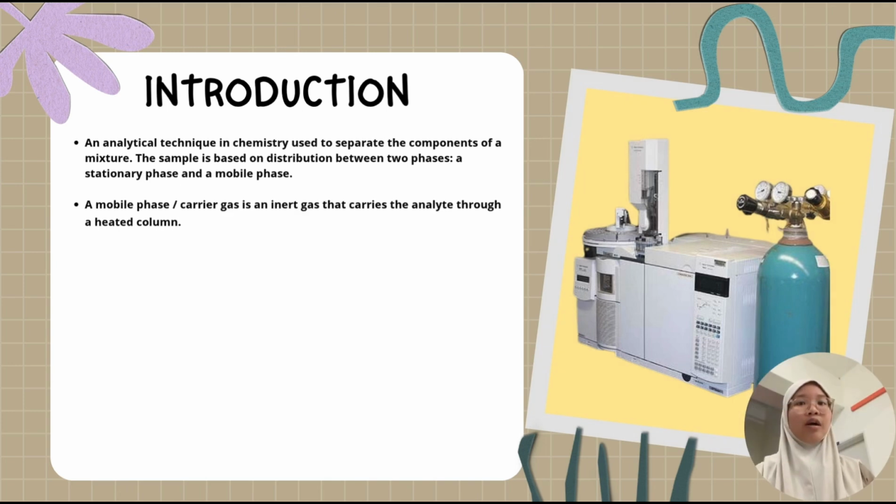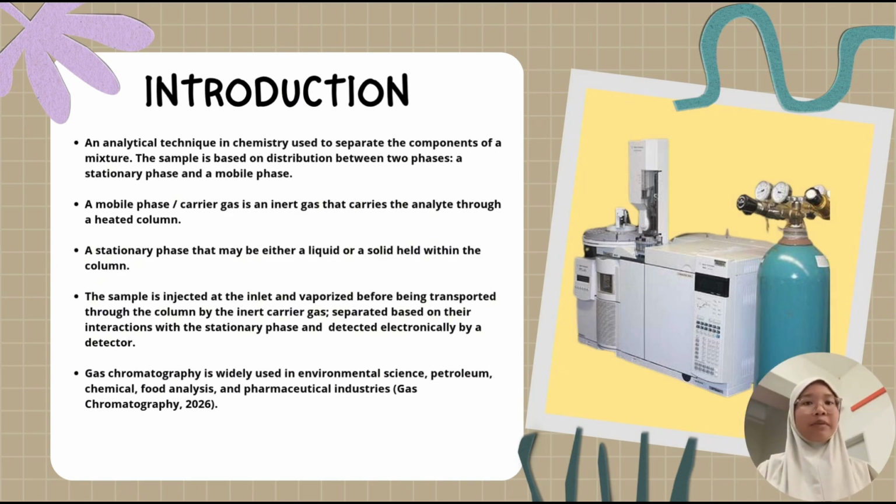Have you ever wondered how scientists can identify the different chemicals present in perfume, food flavoring, or even a blood sample? One of the most effective techniques used to separate and identify the compounds is gas chromatography, or GC. Today, I will introduce the basic principle, working mechanism, and applications of gas chromatography.